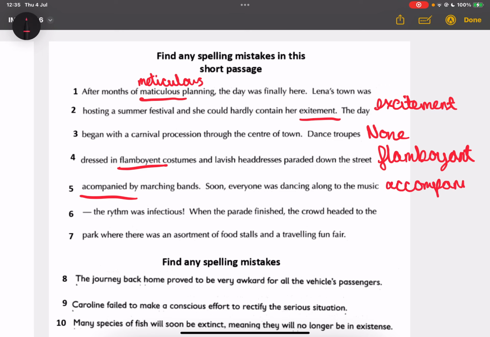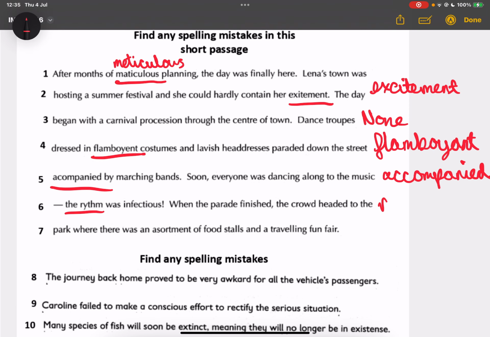Accompanied by marching bands. Soon everyone was dancing along to the music. The rhythm should be spelled RHYTHM. The rhythm was infectious.